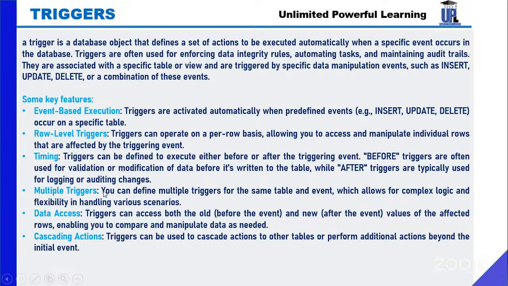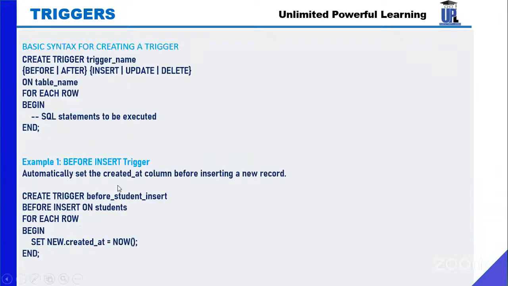I can use multiple triggers on the same table. That is also possible because sometimes complex logic has to be built. With data access, both before the event and after the event, I want to check or compare and store somewhere. So one trigger occurs and may fire another trigger. That means the sequencing of the events. That is also possible.